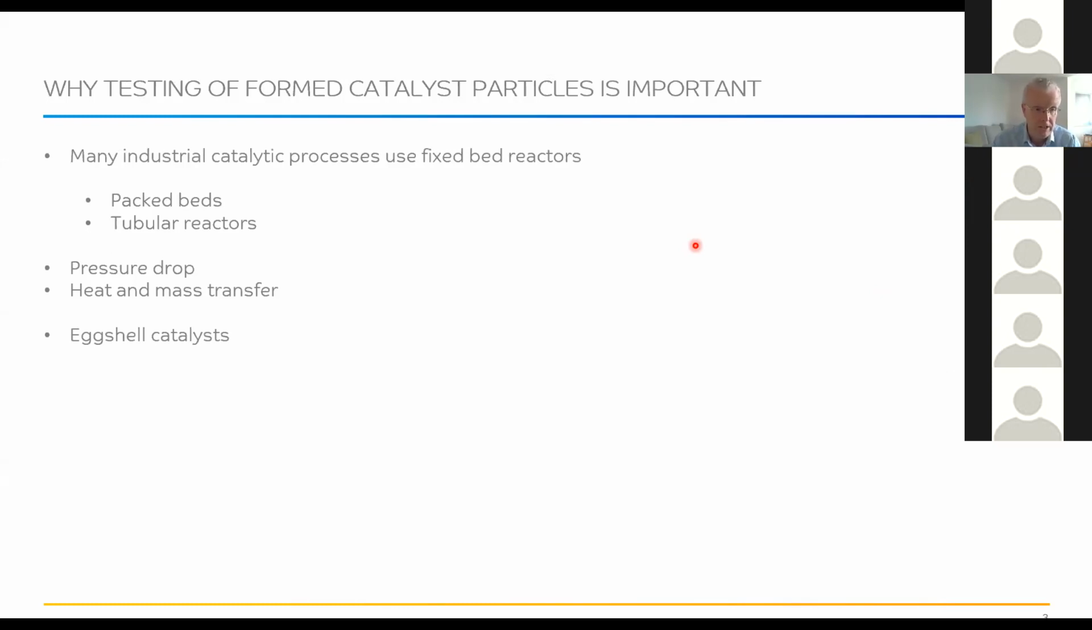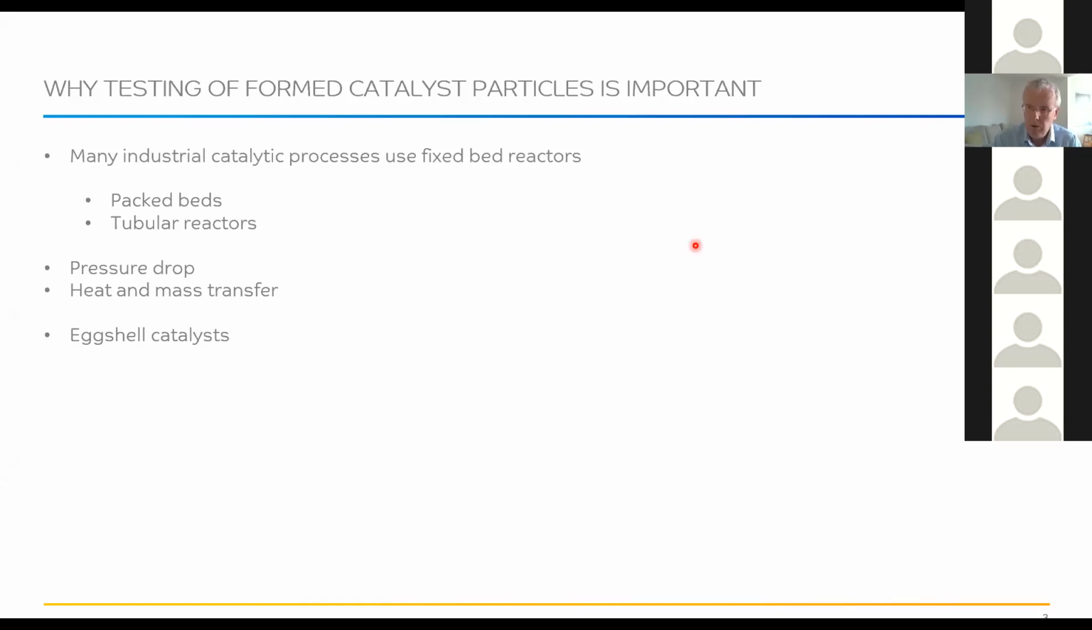The reason we use fixed bed reactors is quite often because in a full-scale process you're worried about pressure drop over the reactor, so you can't use a fine powder because you have excessive pressure drop. You also need to worry about heat and mass transfer in such reactor systems. For many catalyst systems, particularly those based on precious metals, because of mass transfer limitations, you would tend to use eggshell catalysts, where the active phase is distributed towards the outside edge of the catalyst particle.